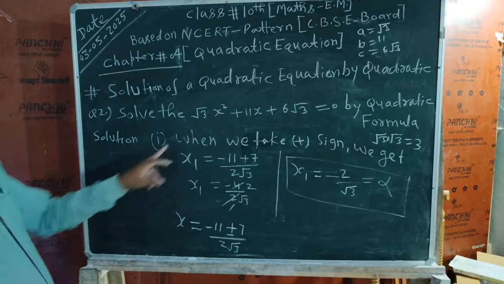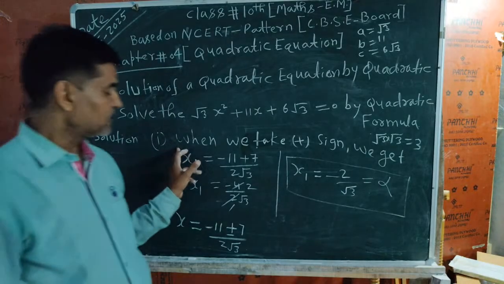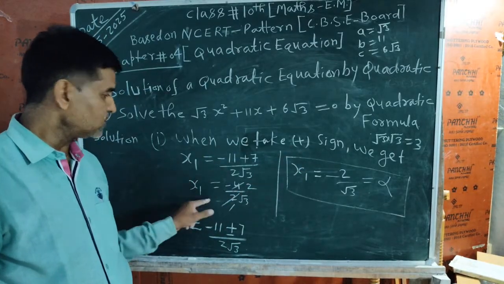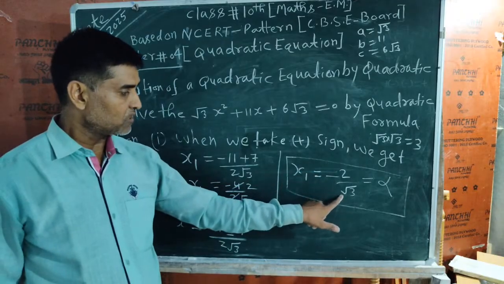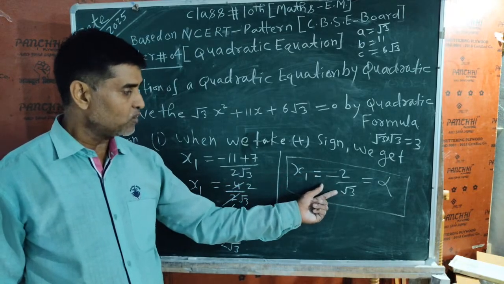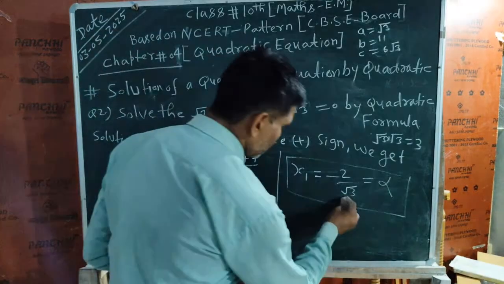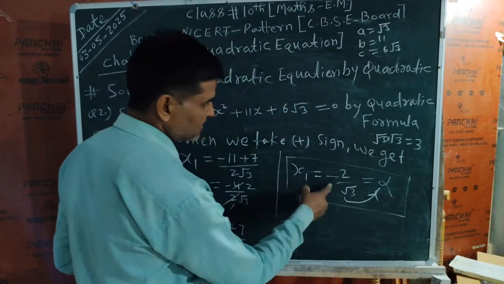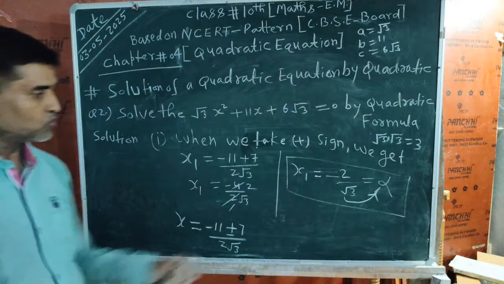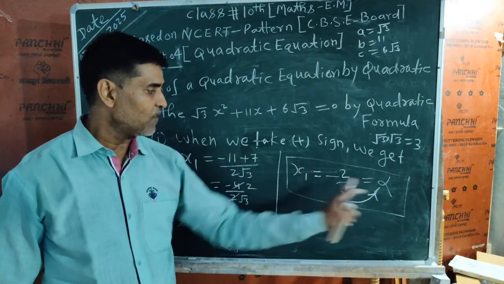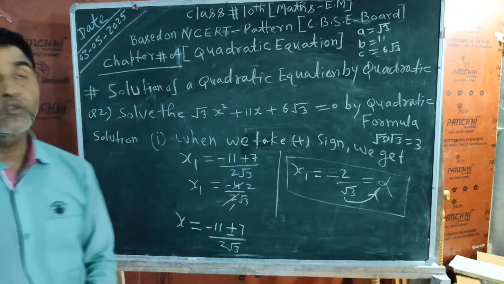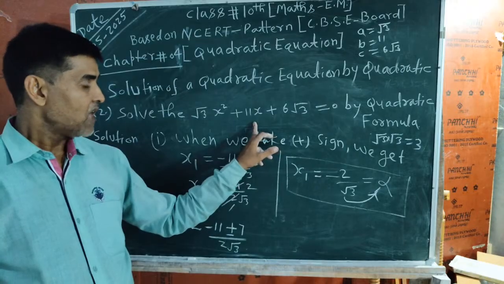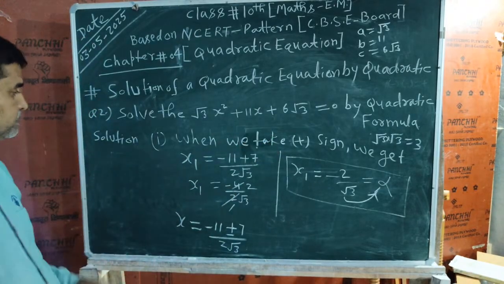Okay students, so this is the one condition when we have taken the plus sign, and then I have got the x1 value, which is equal to minus 2 divided by root 3, and this value I am going to assign to alpha. So the value of alpha is equal to minus 2 divided by root 3. It means that this is one root of the given quadratic equation, and similarly the second root I will obtain.